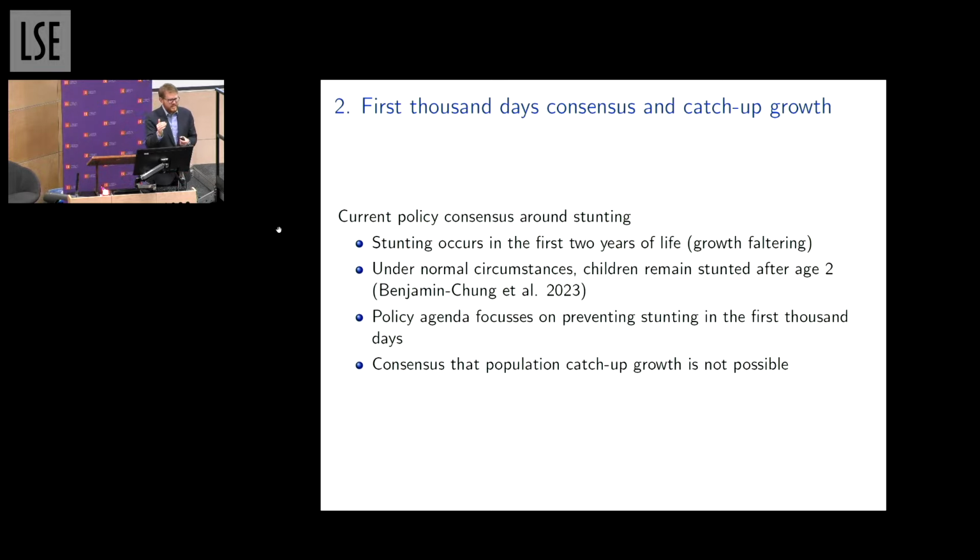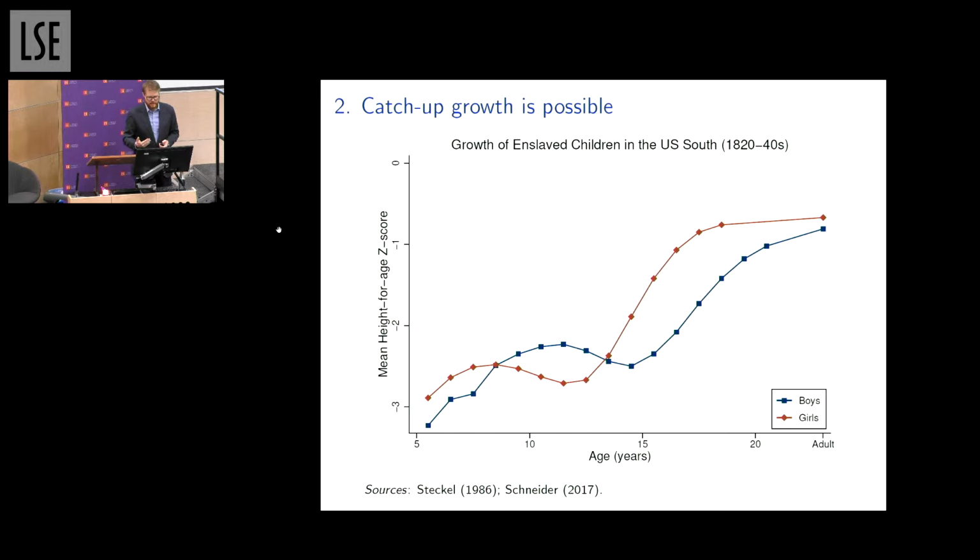And as a corollary to that, there's been this emphasis that after the first 1,000 days, there's nothing you can do, right? So the policy emphasis should really be on the first 1,000 days. And the historical perspective on this just does not support that, okay? And I'll give you the most striking example, which is the growth of enslaved children in the US South. And you can see that when they're kind of age 5, their average Z-score is about -3. So their stunting rate is well over 50%, probably 70%.